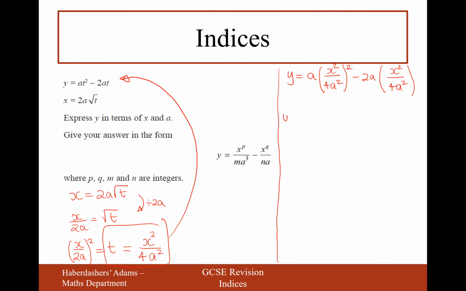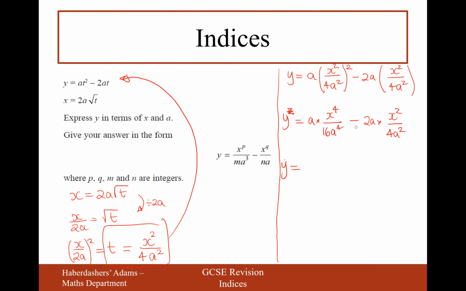Okay, so let's expand the brackets on all of these. So it's going to be a times x to the 4 over 16a to the 4, minus 2a times x squared over 4a squared. Okay, also, I don't know why y was being squared there. So it's just y equals.